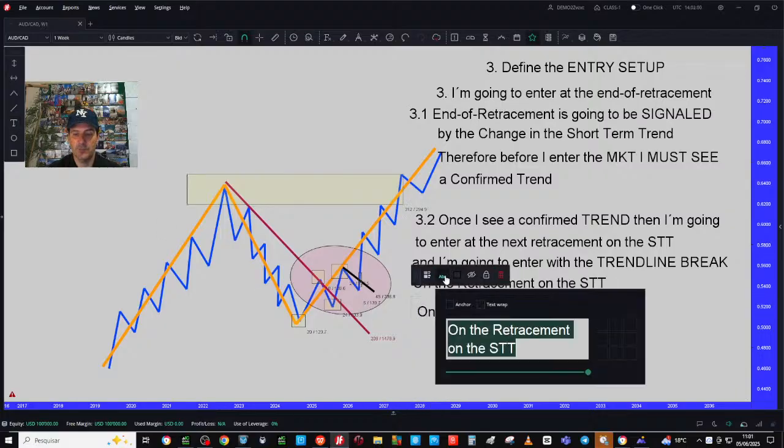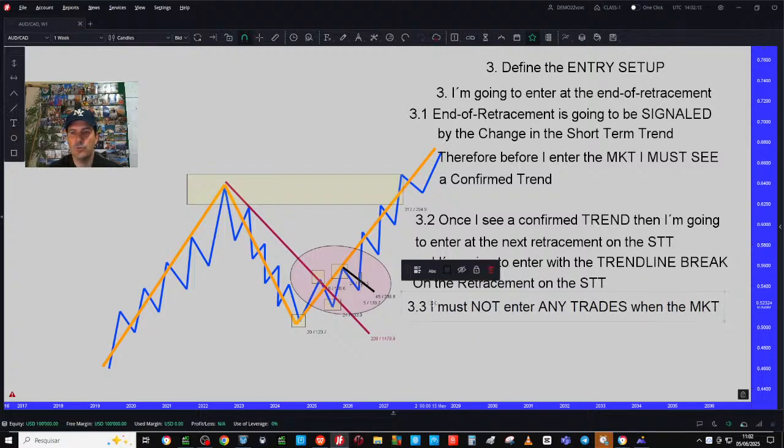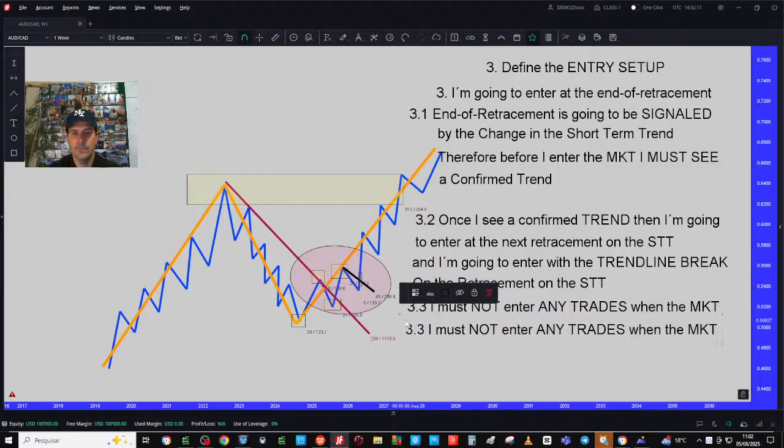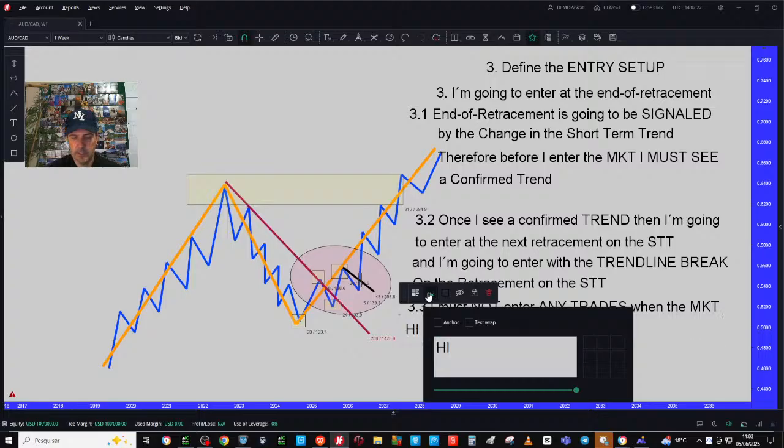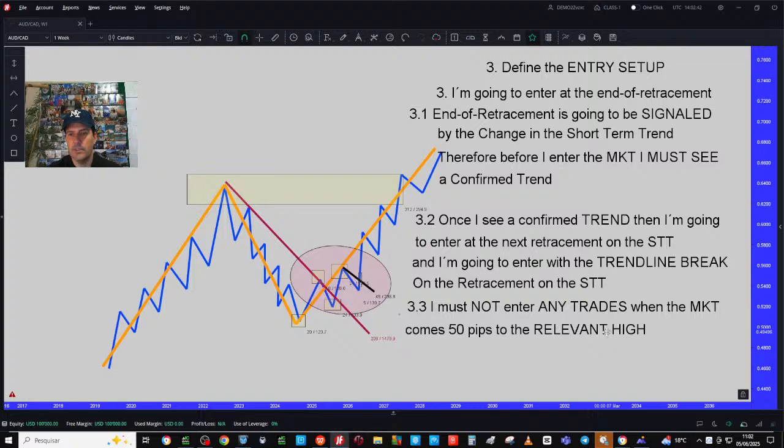3.3. Everybody, 3.3. I must not enter any trades when the market comes 50 pips to the relevant high. Okay, everybody? I must not enter any trades when the market comes 50 pips to the relevant high.